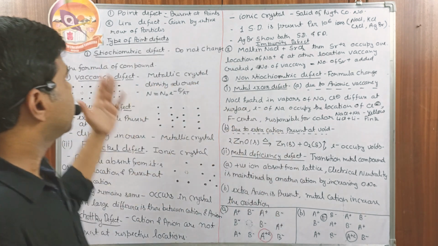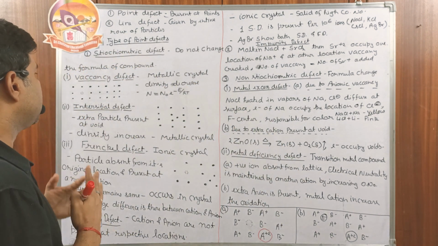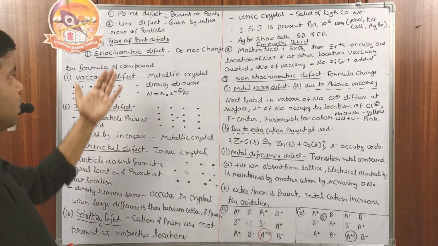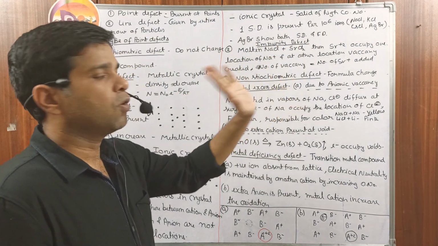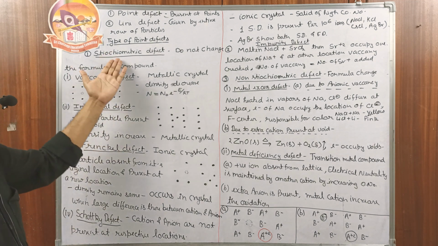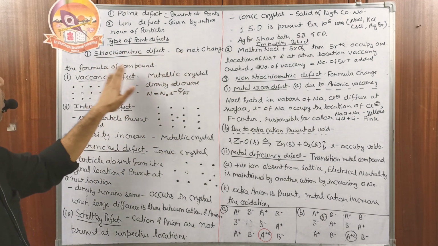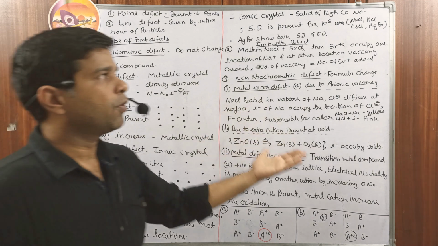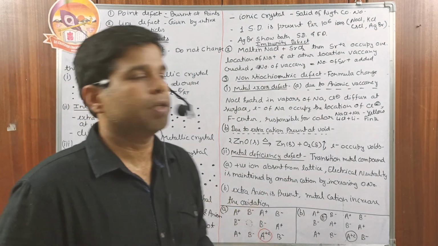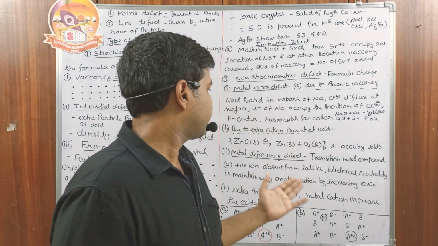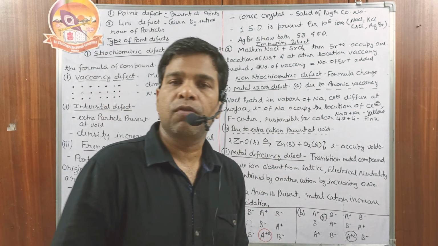Then types of the point defect. We have mainly three types of the point defect: stoichiometric defect, impurity defect, and non-stoichiometric defect. In the stoichiometric defect, the formula does not change. In the impurity defect, as the name suggests, we are adding some impurity. And in the non-stoichiometric defect, they always change the formula of the compound.